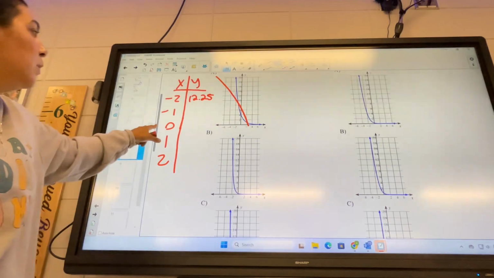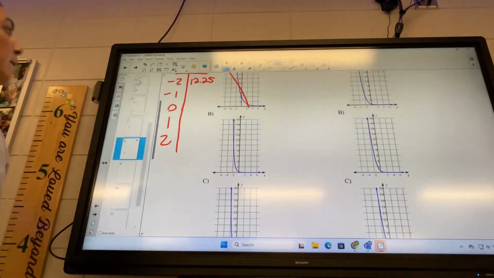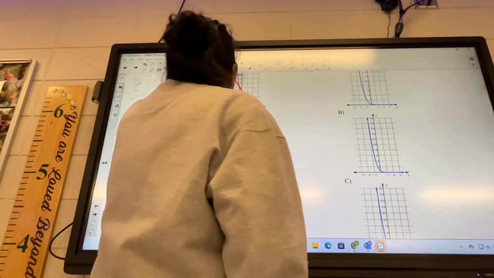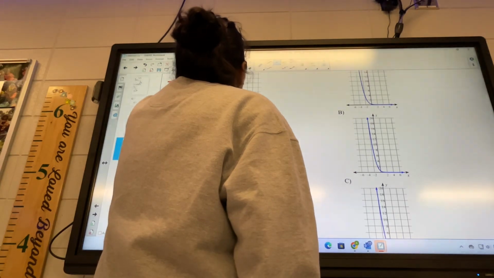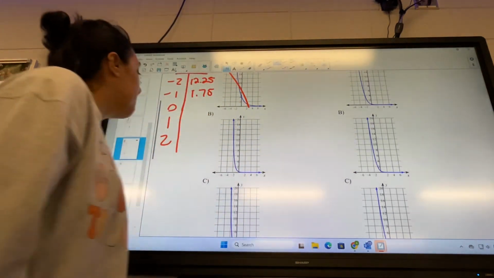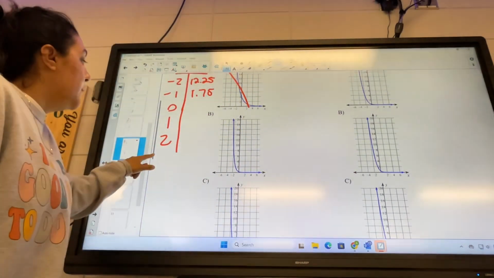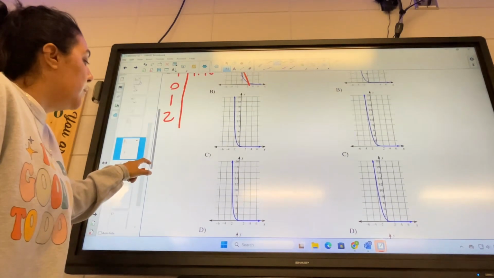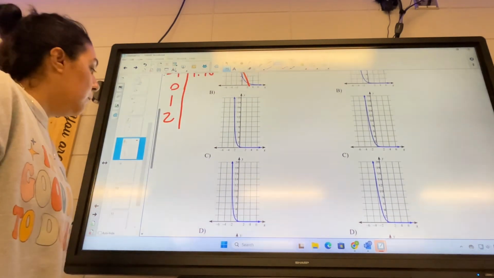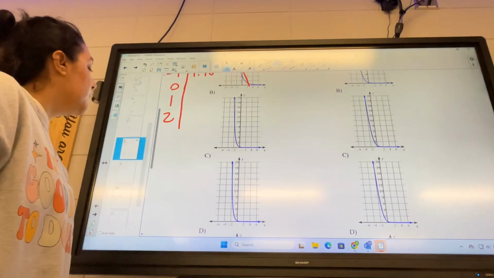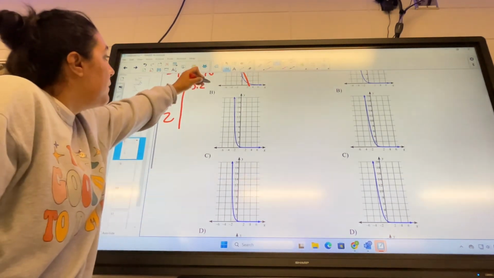Okay, -1. 1.75. 1.75? Yeah. That seems like a drastic jump. Are we sure? Yeah. Okay. So -1 and 1.75, those both look okay. 0. 0.25. 0.25. Yeah.